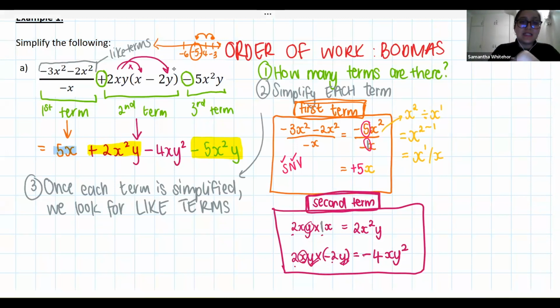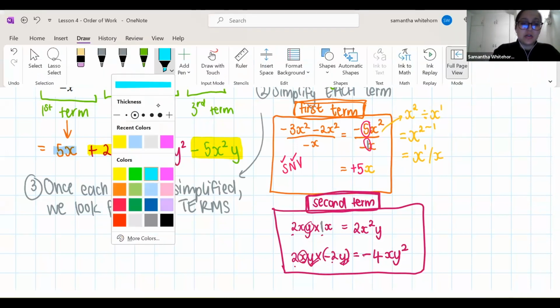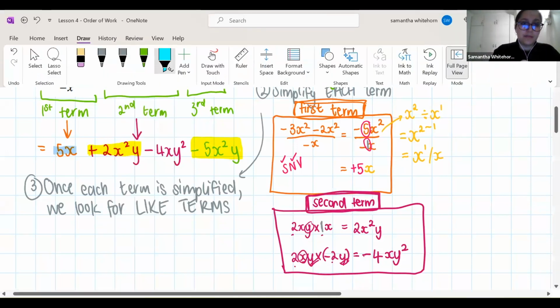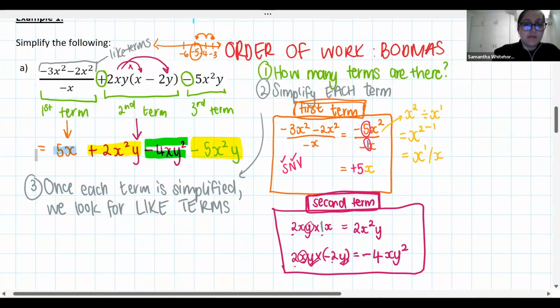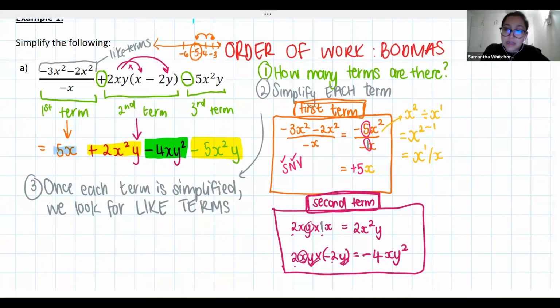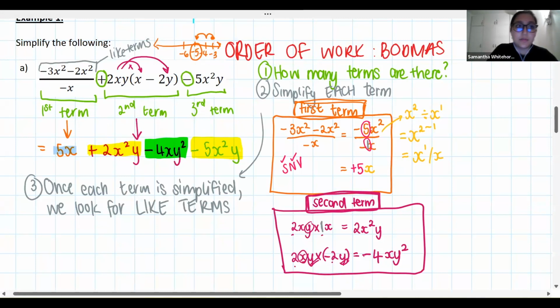Hopefully we then see it is definitely not a like term to the minus 4xy squared, because even though both of them have got xy, we can see in this case it is the y that is being squared, not the x. And so because the exponents for your variables are different, they aren't like terms.